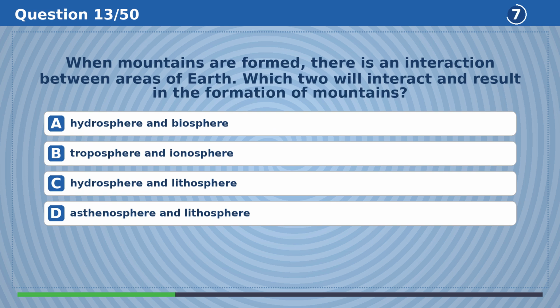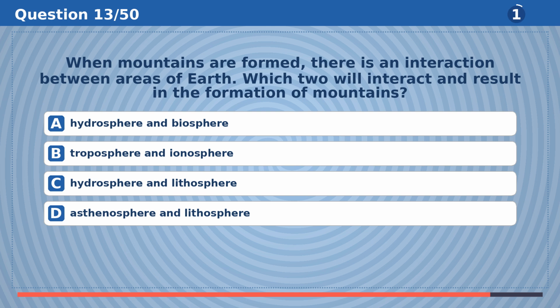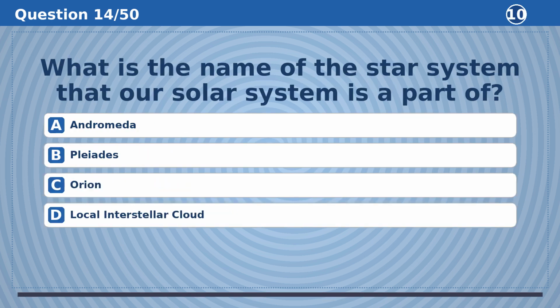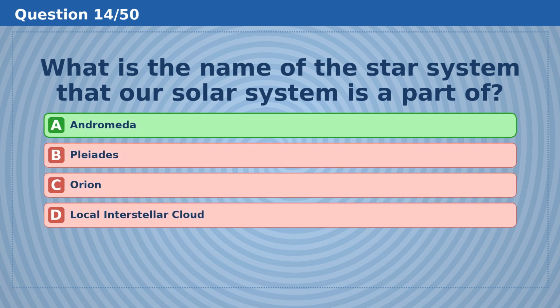When mountains are formed, there is an interaction between areas of Earth. Which two will interact and result in the formation of mountains? The answer is D, asthenosphere and lithosphere. What is the name of the star system that our solar system is a part of? The answer is A, Andromeda.